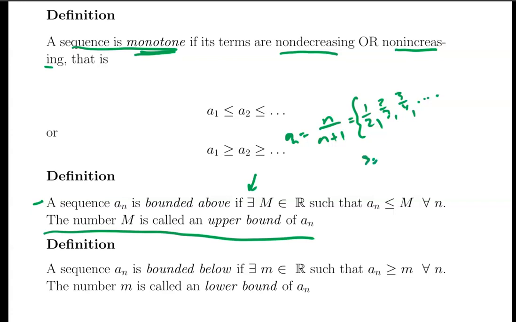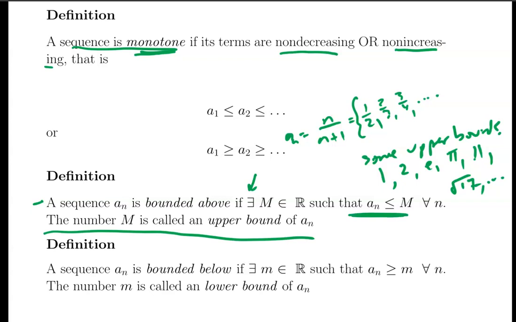So some upper bounds. Maybe most of you will say 1 will be your first guess. That's correct. Is 2, is e, is pi, is 11, is the square root of 17? Yeah, all of those are upper bounds, because the sequence is always less than or equal to all of those numbers. So this has an infinite number of upper bounds. But of all of these upper bounds, which one is the smallest? 1. It's called the least upper bound. We'll get to that in a second.